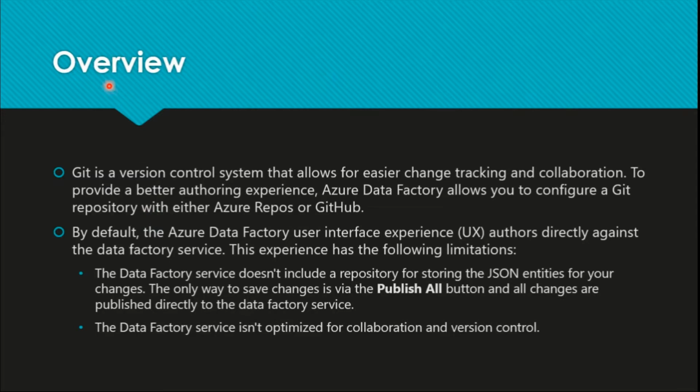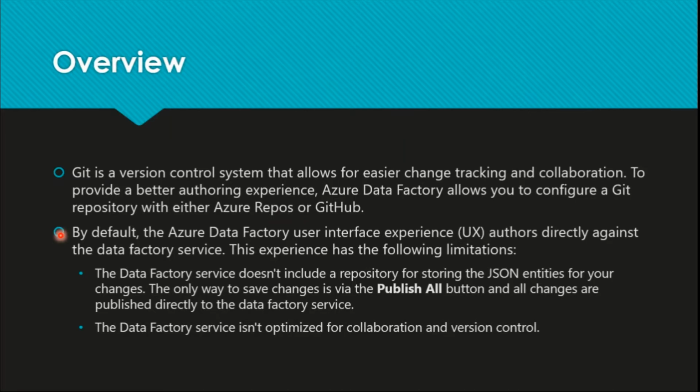Moving ahead, overview. As we all know, Git is a type of version control system. Generally, if you are from a development background, you will know that if we are a team working on a project, it's best that each individual works on a different feature branch and then merges it so that the code is properly checked in and version control is maintained. Hence, to provide a better authoring experience, Azure Data Factory allows us to configure a Git repository with either Azure Repos or GitHub. In today's session, we'll be covering how we can integrate it with GitHub.